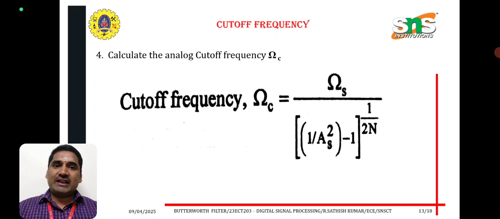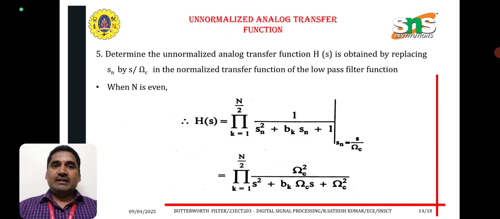Next we calculate the cutoff frequency. Cutoff frequency Ωc is equal to Ωs divided by ((1 divided by As square) minus 1) the whole power 1 by 2N. Next, the unnormalized transfer function is obtained by replacing Sn by S by Ωc in the normalized transfer function. How to get H of s? It is the product for k is equal to 1 to N by 2 of Ωc square divided by S square plus bk into Ωc into S plus Ωc square. Already we have found Ωc, that is nothing but the cutoff frequency.